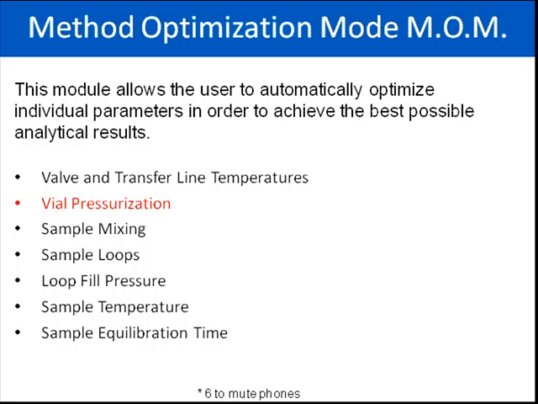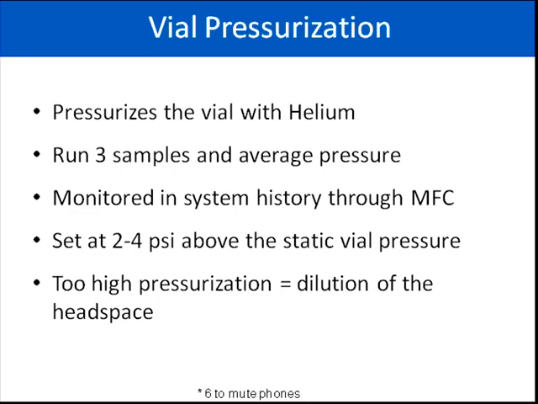Generally, if you have no idea what type of sample you're running, we can put three samples on the system and just run it through on an average program. This is then monitored in the system history through the mass flow controller. You can pull up the sample and say that sample 1 at this time and temperature gave me a static vial pressure of 7. And you can go further down your list and look at different vials or samples that you have run.